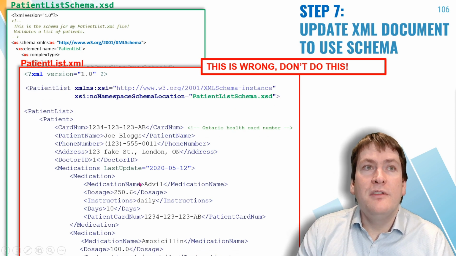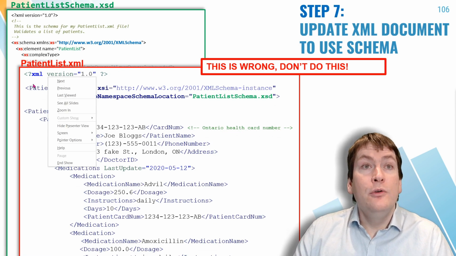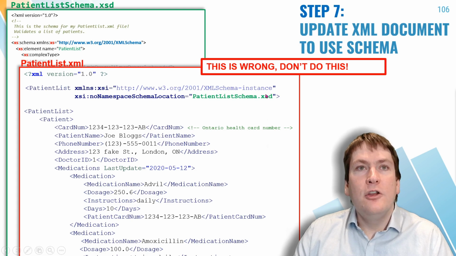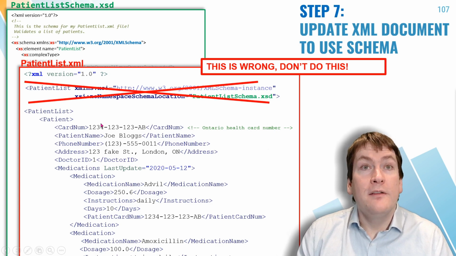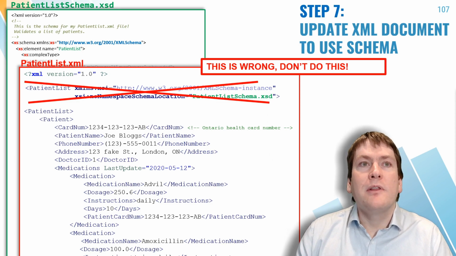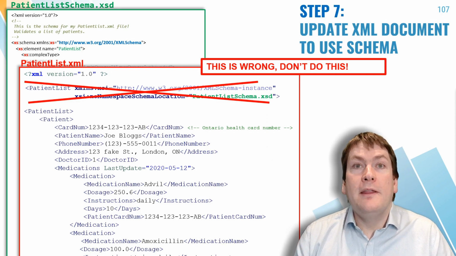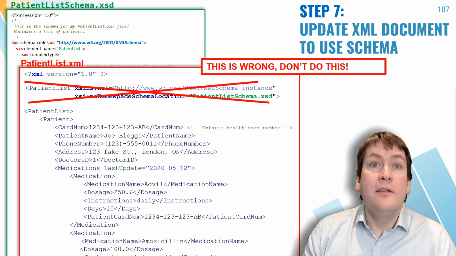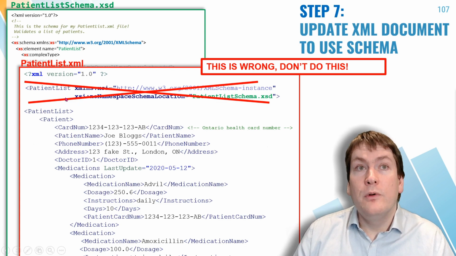So a lot of times you see people do something that looks like this, where they add in a new element at the top with this information when they already have a root element. This is very wrong. Don't do this. So this is wrong for two reasons. One, it's not how you properly say that you're following a schema, but it also violates one of the XML rules. And that rule is that you can only have one root element. So in this case, there'd be two patient lists, which means you'd have two root elements.